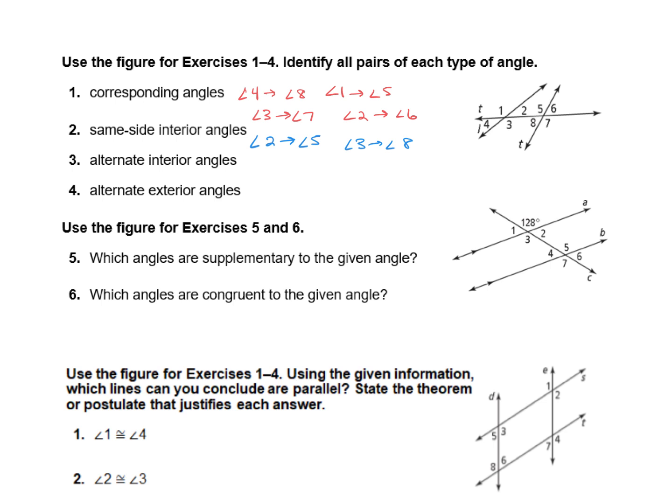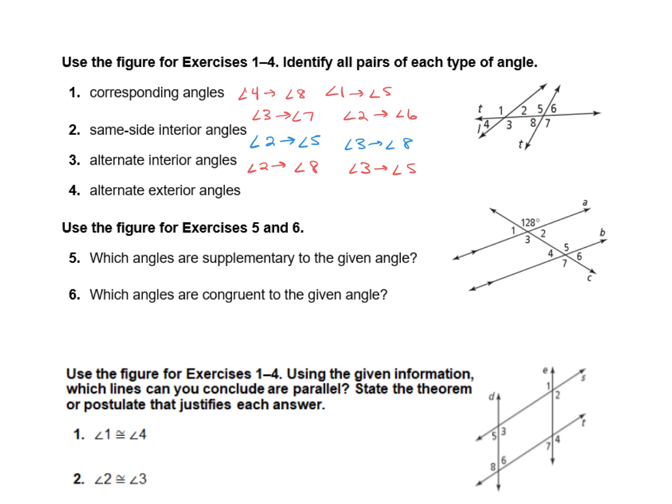Alternate interior, so these are going to be interior angles again, so we're just looking inside our two lines that are cut by the transversal. We want the pairs that are on alternate sides of the transversal. So angle 2 and angle 8 are alternate interior, and angle 3 and angle 5 are alternate interior. So here's 2 and here's 8, on alternate sides of the transversal, and angle 3 and angle 5.